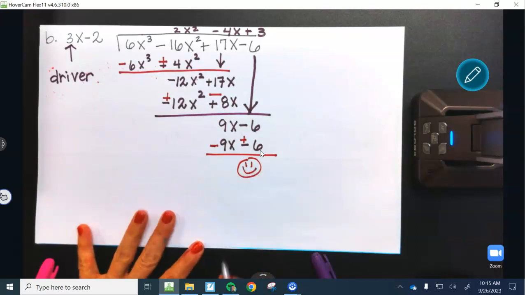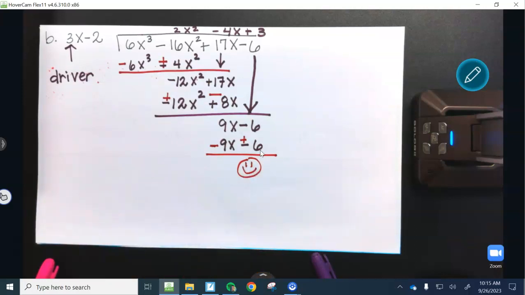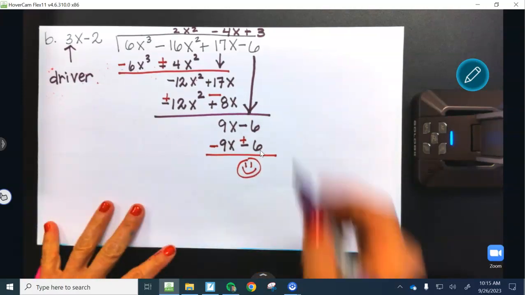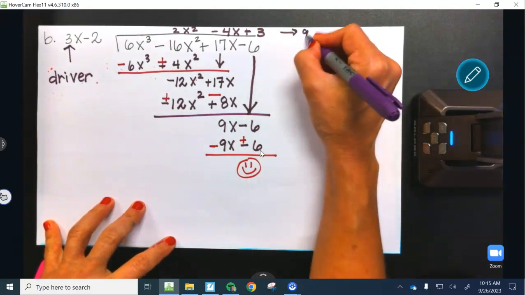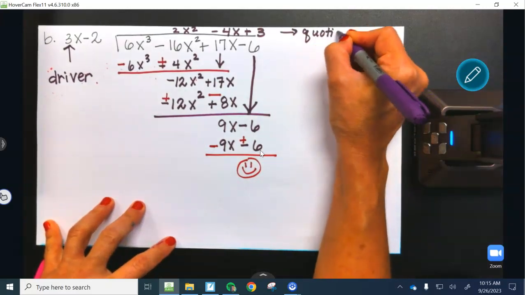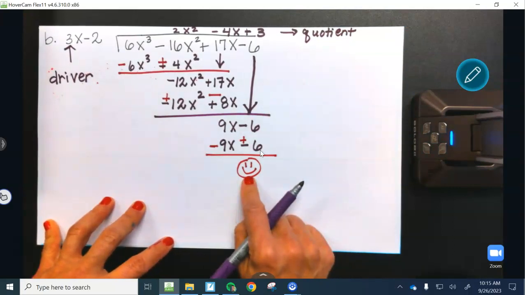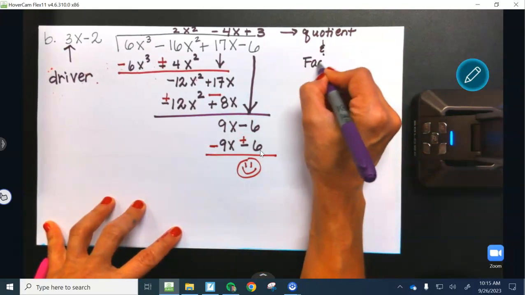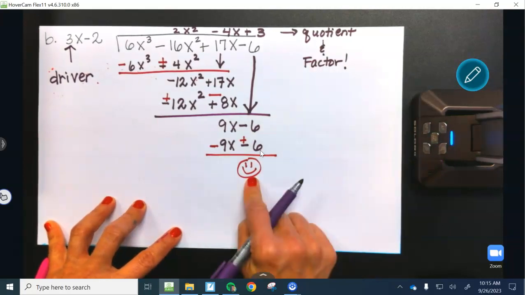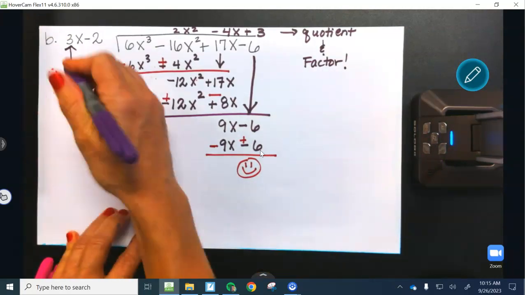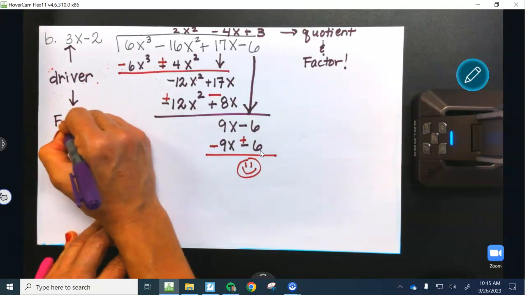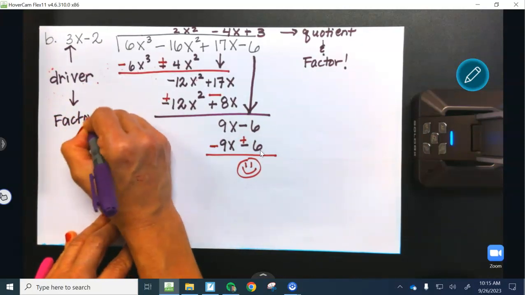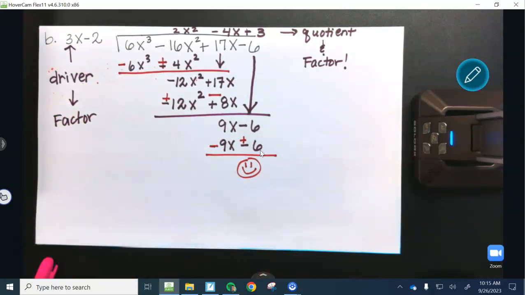No remainder. Yay. So please remember, that's your quotient up there. But since I did not have a remainder, I can also call that a factor. What else can I call a factor? This one. That's also a factor because of no remainder. That's how important it is. There's no remainder. Okay.